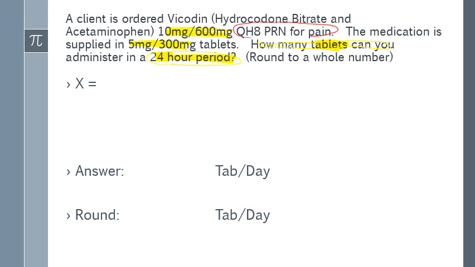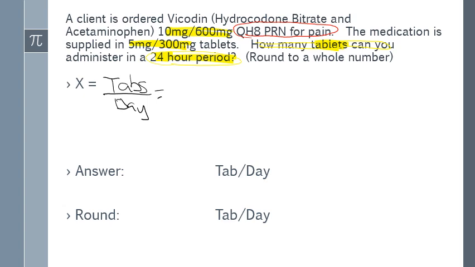Now that didn't change, but here's what becomes really important. We need to look at the rest of it. Every 8 hours for pain. So what we're going to do is work out our problem now that we're not solving for dose. We're solving for how many pills the nurse can give in a 24-hour period or in one day. So now what we will end up with, instead of tab per dose like we did before, is tabs per day.